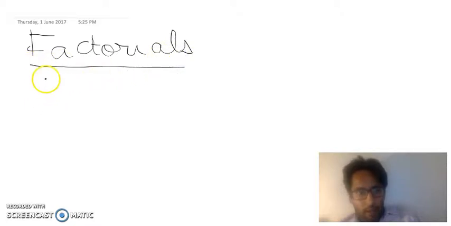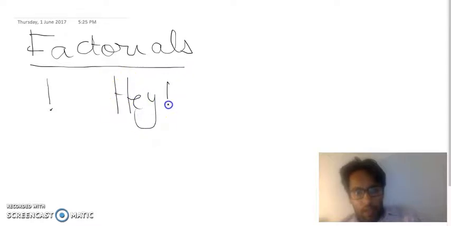Well, an exclamation mark could mean a number of different things. We use it in English when we are showing surprise or excitement. So, hey, that's with an exclamation mark. It just shows excitement. However, in mathematics, the exclamation mark means something else.